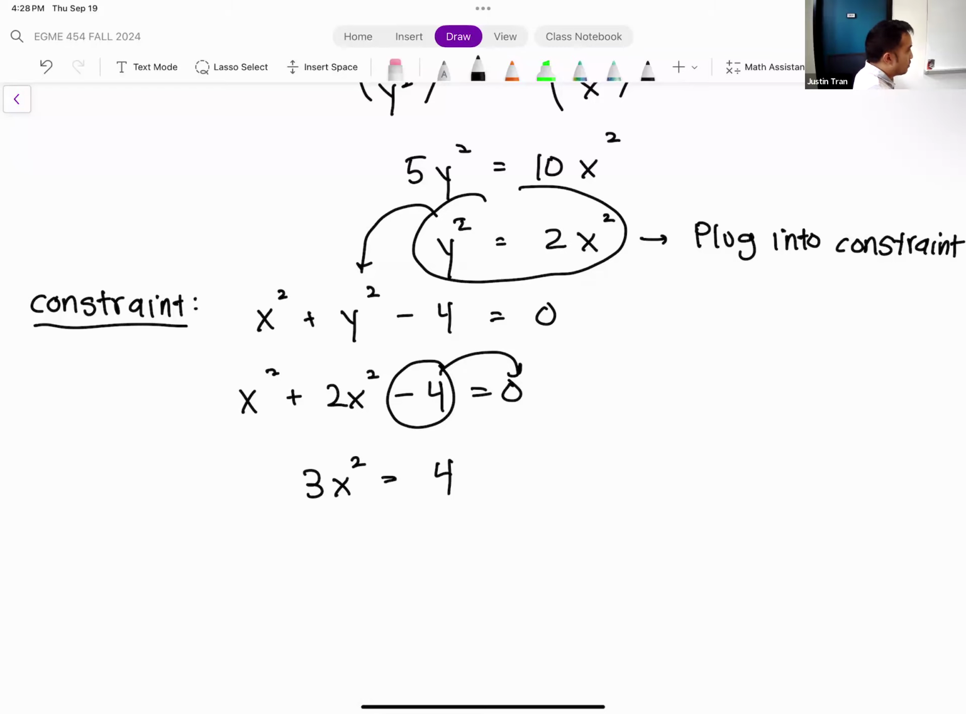And then from here it is just simple arithmetic. So we're going to divide by 3, take the square root. So we do that, we get x is equal to square root 4 over.